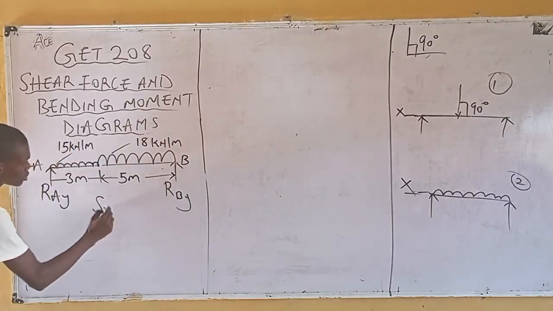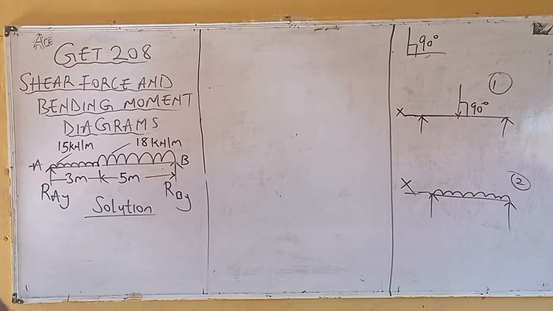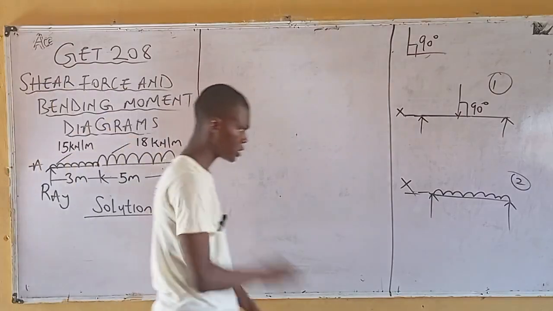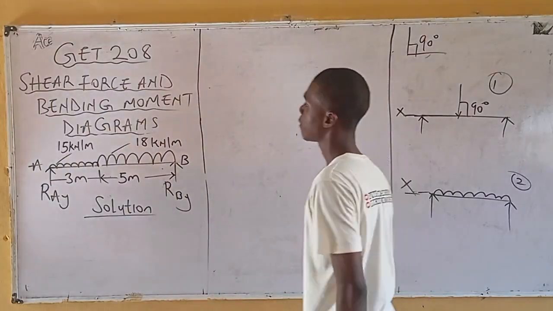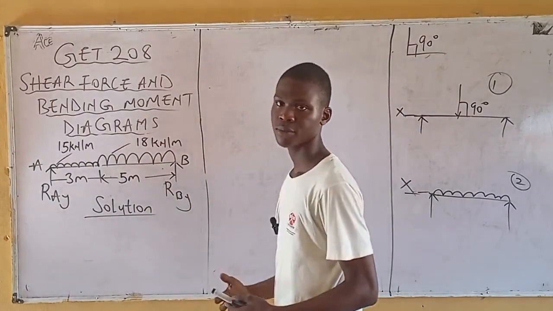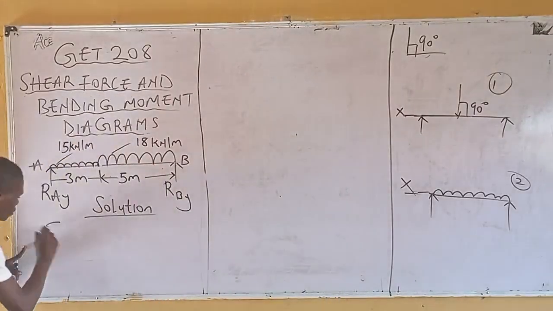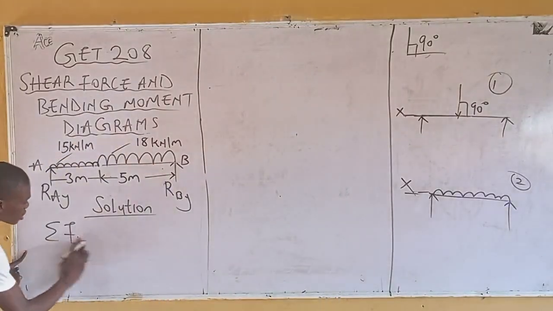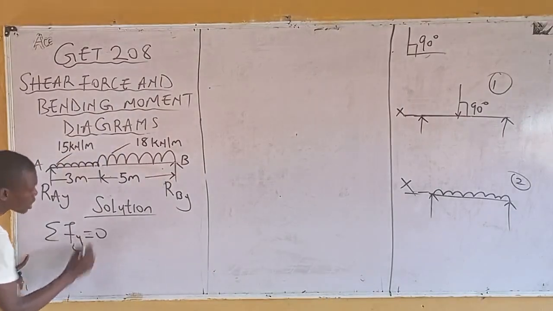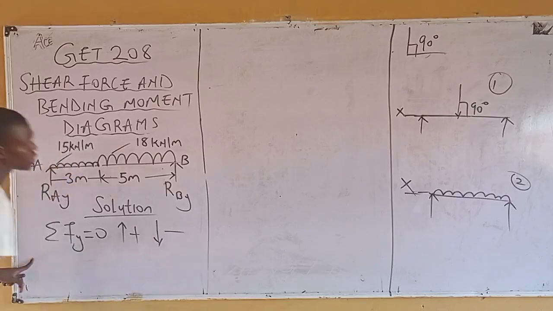RBY. Now, solution. You are considering, let's do this together, please. Up to the level of support reaction is still the same thing. So let's do this together. What are you going to do from here? Upward force equals downward force. I'm considering summation of vertical forces equals to what? 0. Force of this nature positive, force of this nature negative.